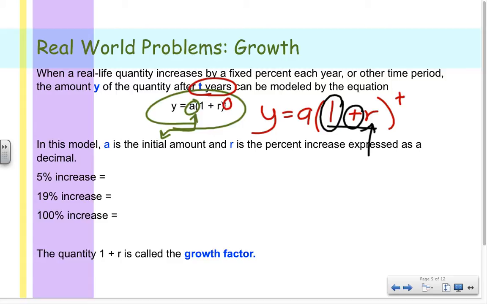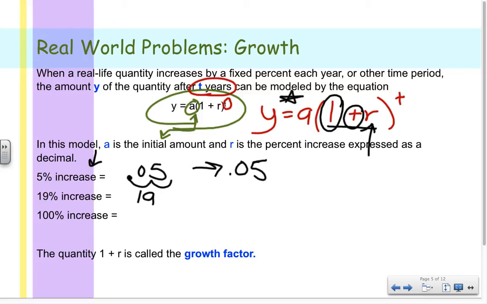Now, before I get into actual examples of this, which will make more sense of these variables, an important thing to look at is right here. Some questions are going to ask you for a 5% increase, a 19% increase, or a 100% increase, but we don't write that in this equation in terms of the percent. We're going to put it in terms of a decimal. So instead of writing 5%, just like anything, we would move the decimal place 2 to the left. So really, we're going to write 0.05, because that's the same exact thing as 5%.